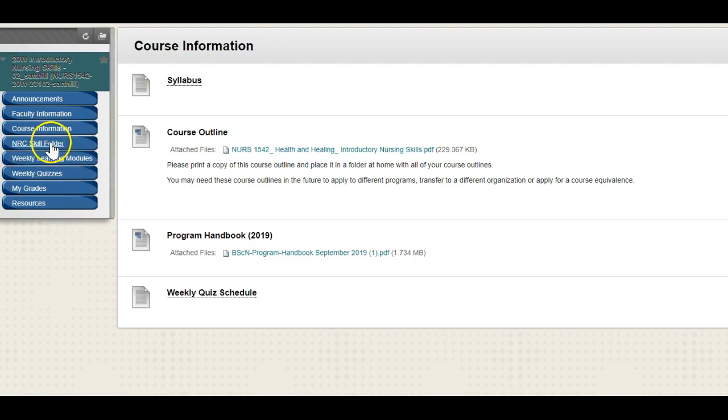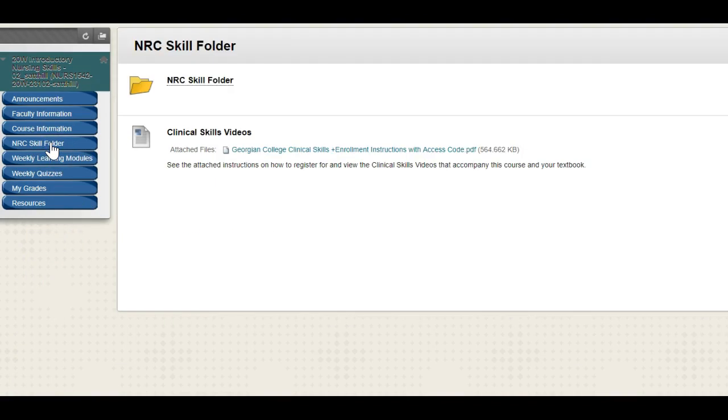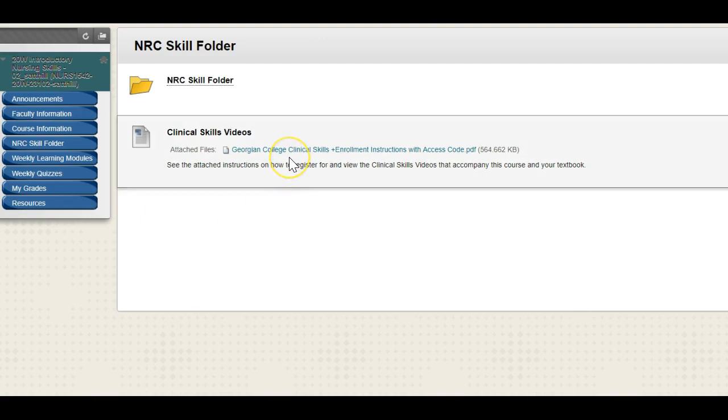The next folder is your NRC skills folder. When you go into your weekly modules, which we'll talk about in a minute, you're going to see that there are some videos that you can look at to watch the skills before you go to practice them in lab. This document at the bottom here just outlines the instructions for enrolling and the code that you need to put in to be able to access the video. So please take a look at that, as it's going to help support you in accessing the course material.